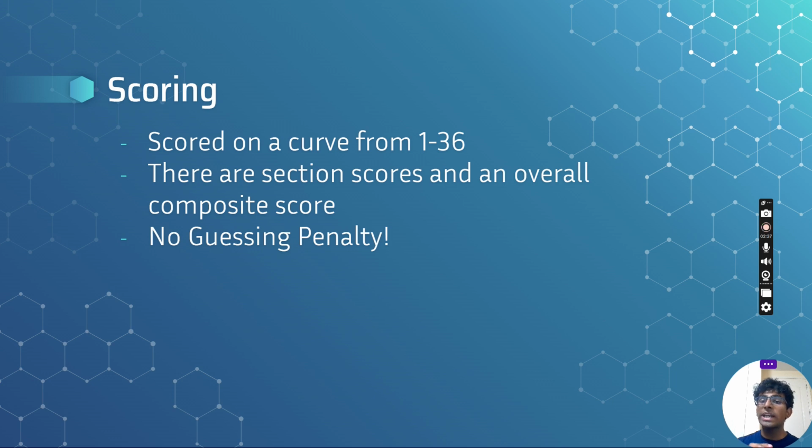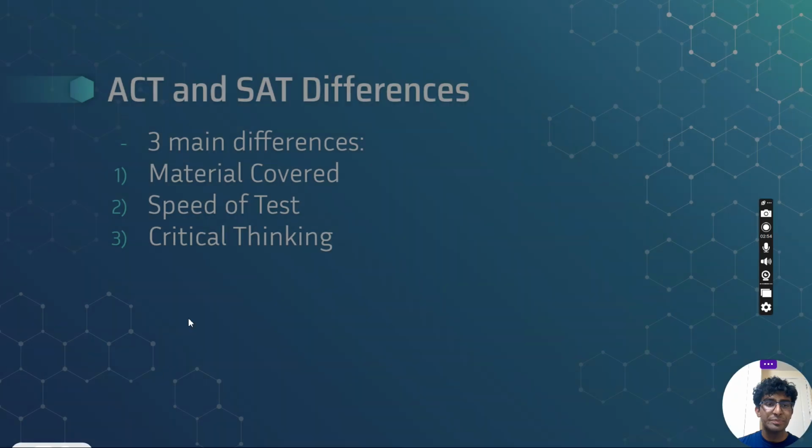If for your weighted average, if it's like 0.5 or bigger or 0.75, it would round up to the next number. There's no guessing penalty on the ACT, so you need to make sure you try on every single question to get the best score that you possibly can.